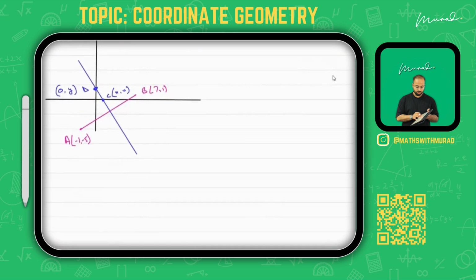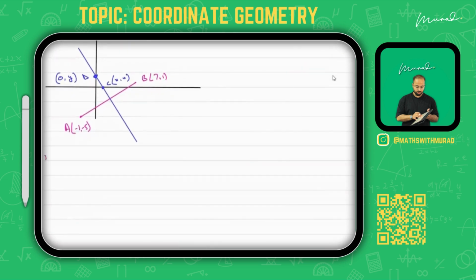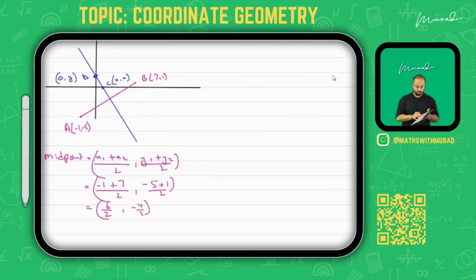Now I have A and B. I'll try to figure out the midpoint. Again the formula is (x1 plus x2) divided by 2 comma (y1 plus y2) divided by 2. The value of x1 is -1, and there's going to be +7, divided by 2. There's going to be y1, which is -5, plus 1. This will become 6 upon 2, and this will become -4 upon 2, and you get the coordinates 3 comma -2. So these are the coordinates of M.